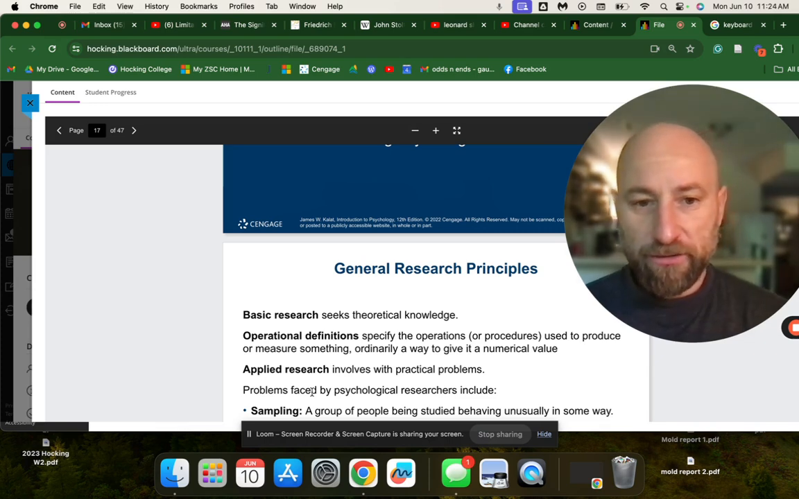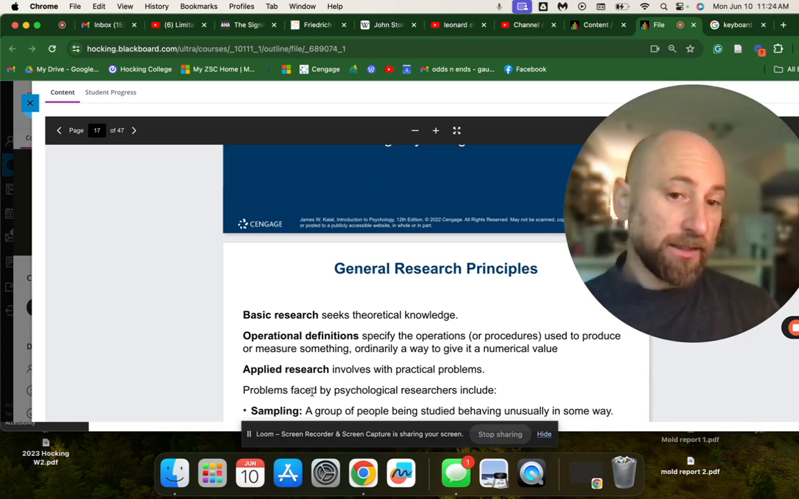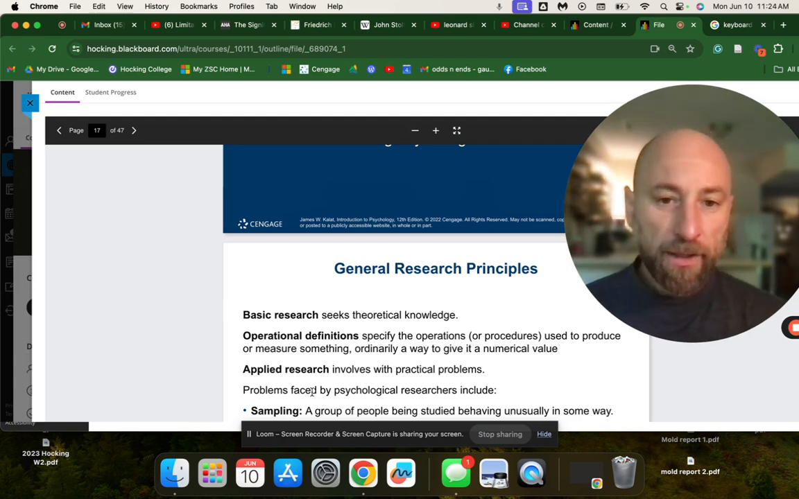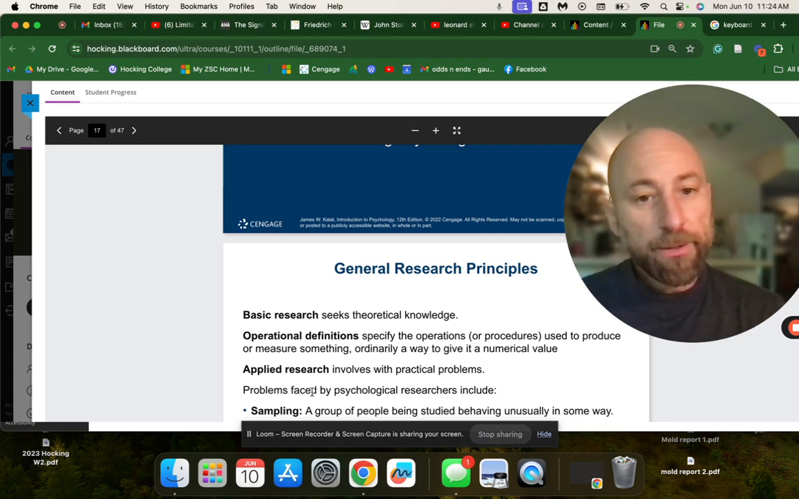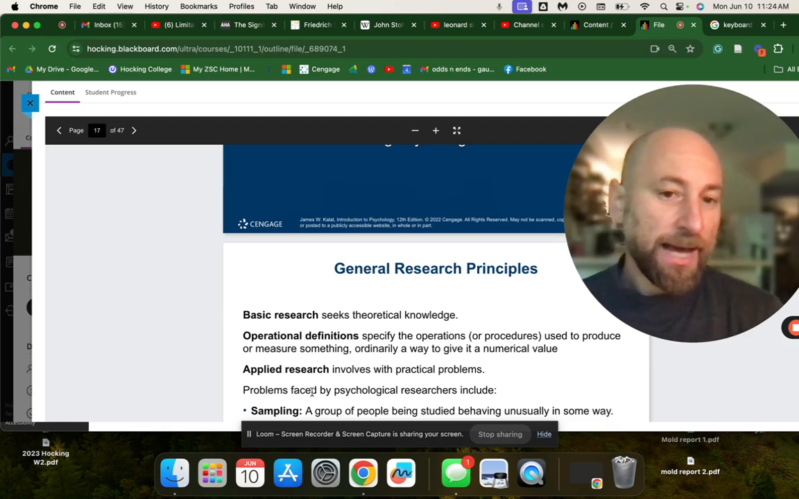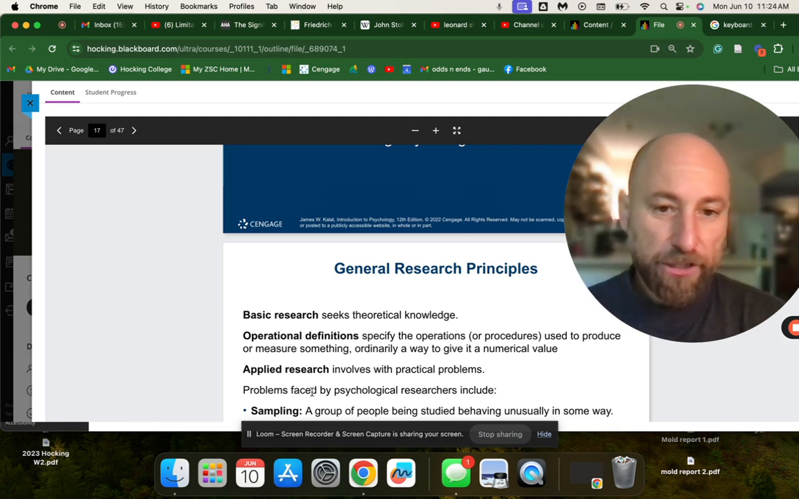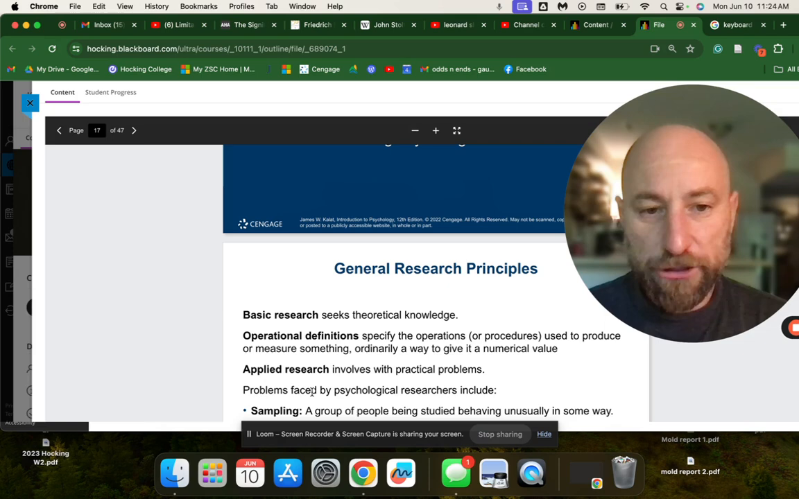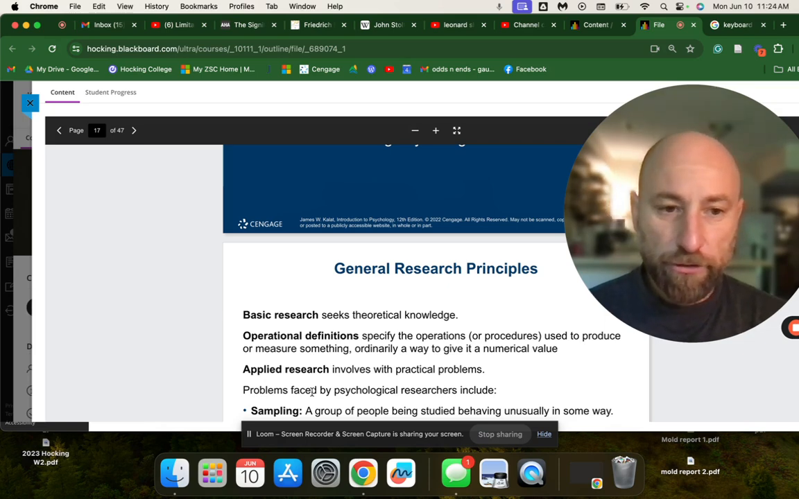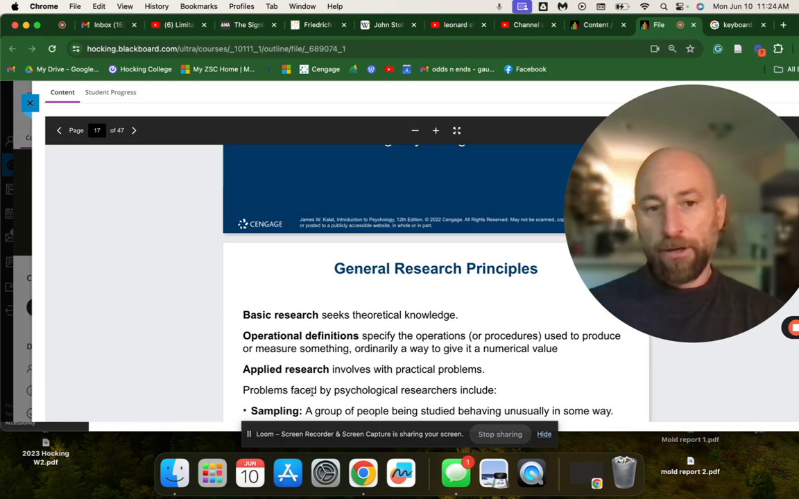Applied research, in psychology, might be: can we come up with a drug to reduce depression? Theoretical knowledge might be: how do people identify an animal, a cat, as a cat versus a groundhog or a dog or a squirrel? Operational definitions specify the operations or procedures used to produce or measure something, ordinarily a way to give it a numerical value.